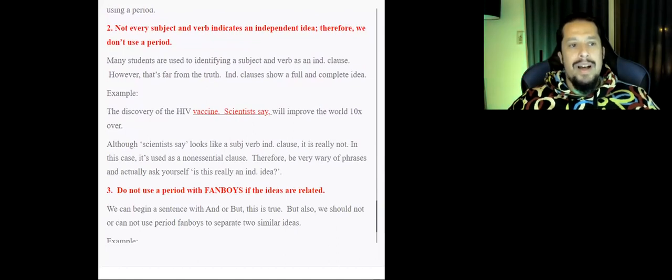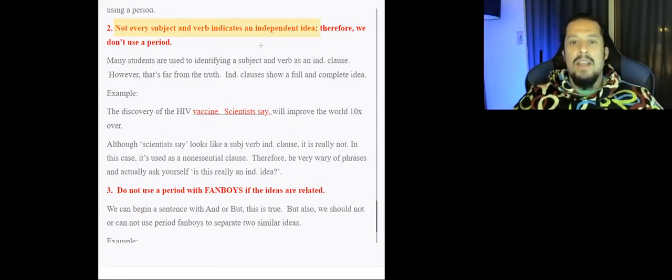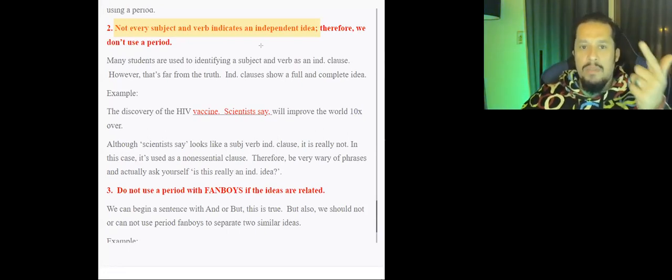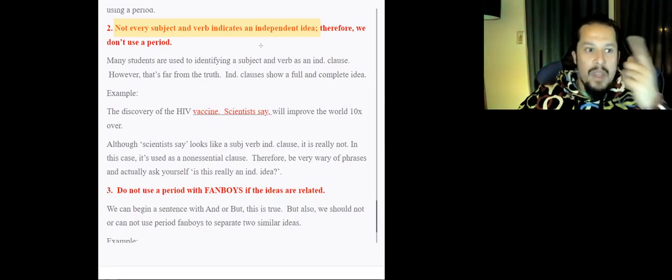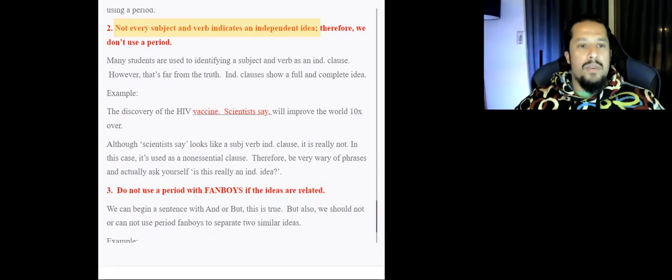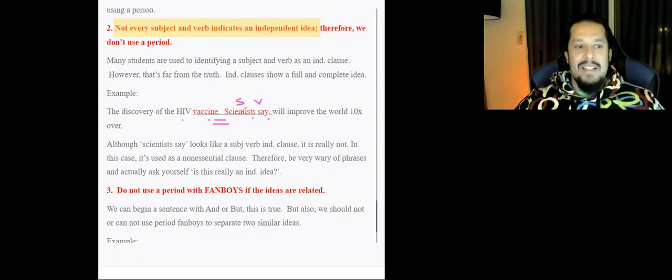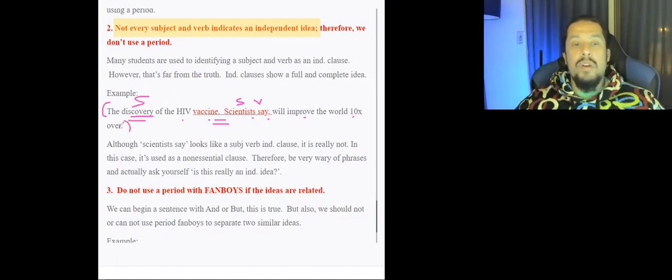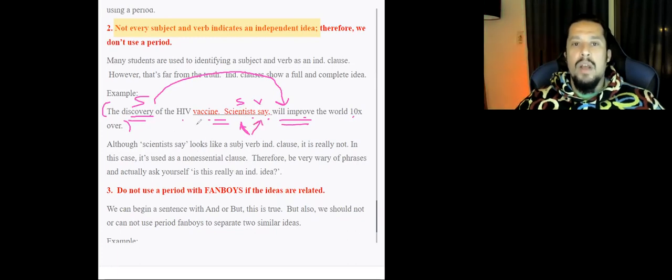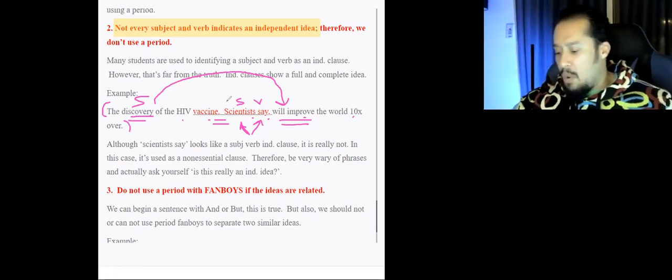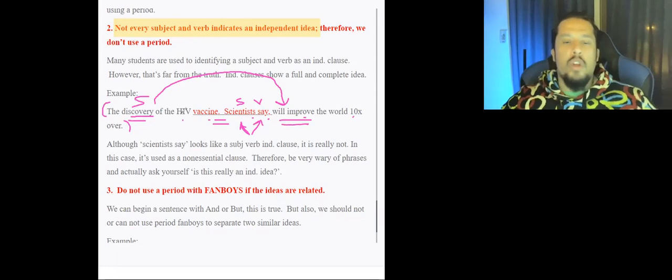Number 2: not every subject and verb indicates an independent idea. It has to be independent, right? Meaning subject, verb, complete. Why do we say that? Look at this example: the discovery of HIV vaccine, period, scientists say. See, that's a subject and verb, right? But it's not a sentence. Scientists say will improve the world 10 times over. This is wrong, because now the subject of my sentence is actually the discovery. And what is the discovery doing? The discovery will improve. So be very careful. Not everything you see as a subject and verb is the subject and verb of the sentence, the main idea or independent idea. Be very careful. We don't just memorize and then start firing off answers.